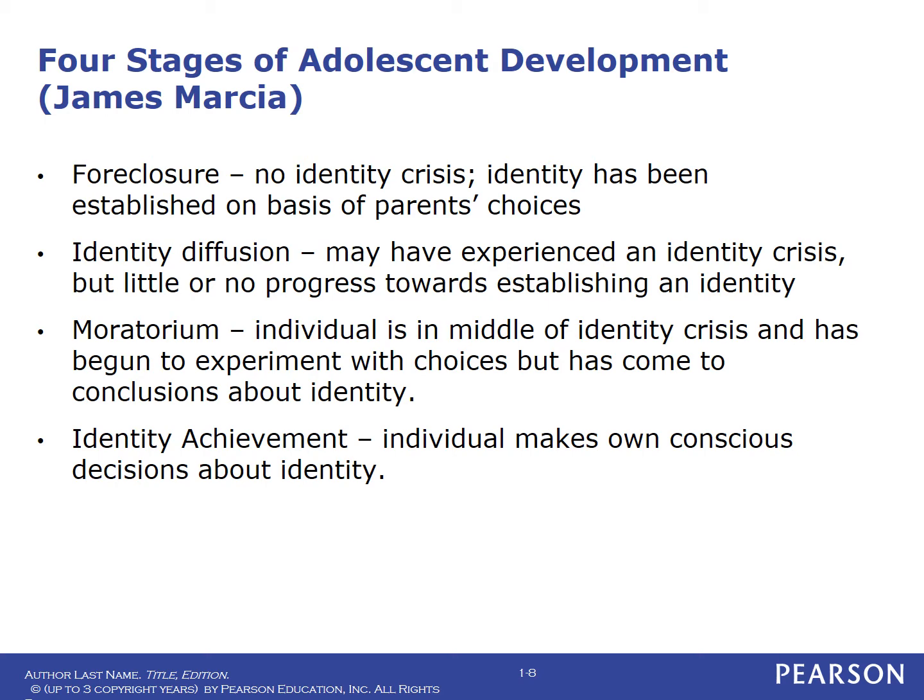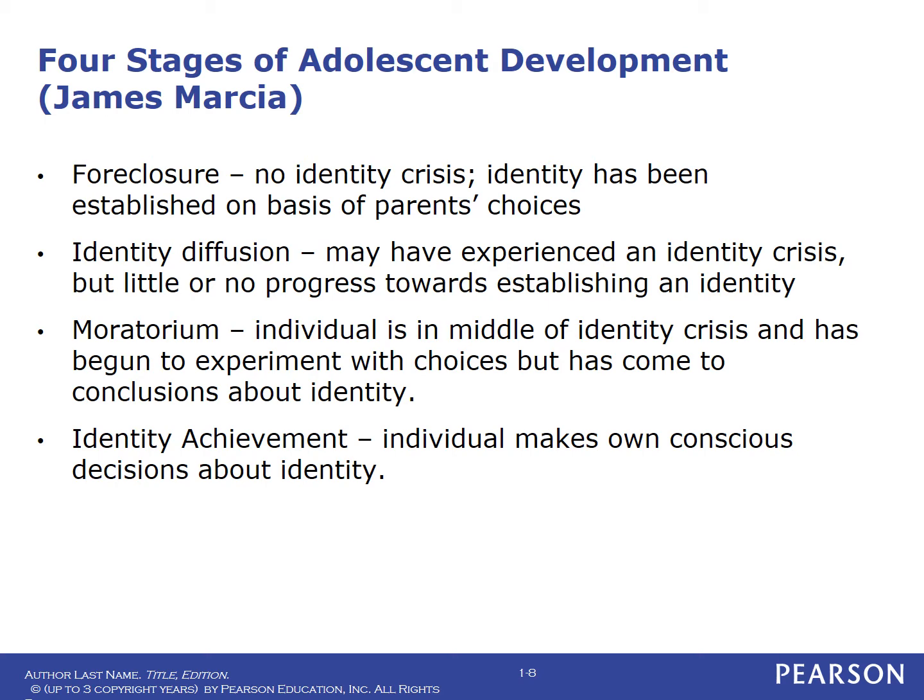James Marcia, who expanded on some of the work of the theorists we're going to see later, conducted interviews and found that in adolescence, there are 4 kinds of categories of identity establishment going on. Some adolescents are in what's called foreclosure. They've not experienced any kind of identity crisis, and they have an identity that's based on their parents' choices. This is generally the very young adolescent who's still almost like a child. They've not had to encounter anything that would make them question who they are.